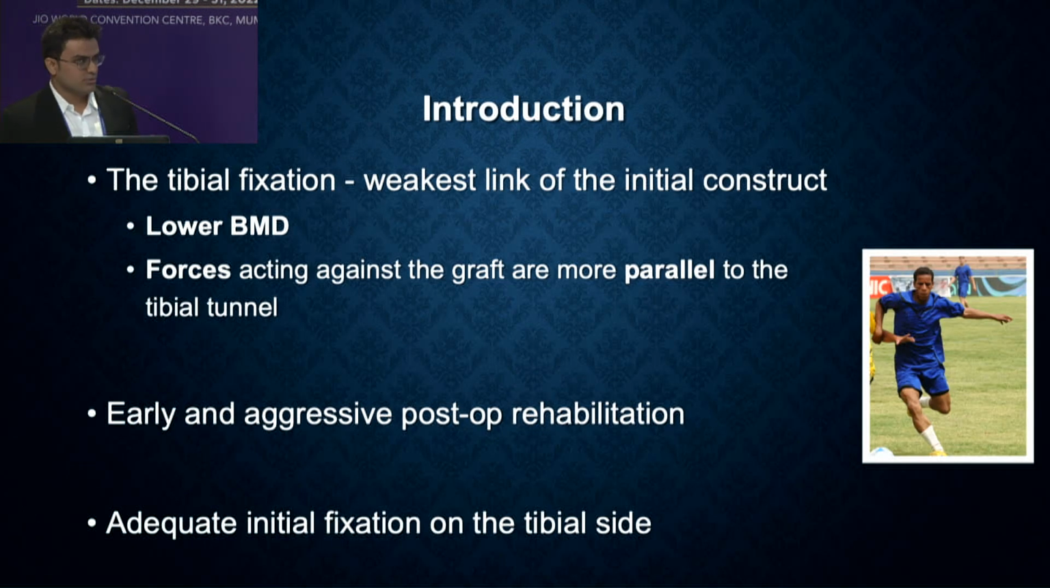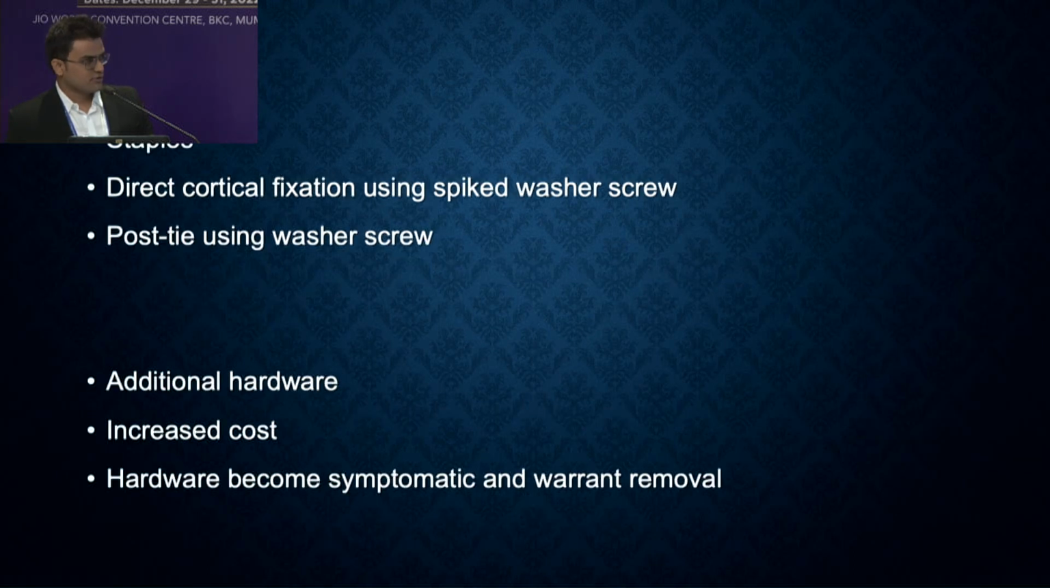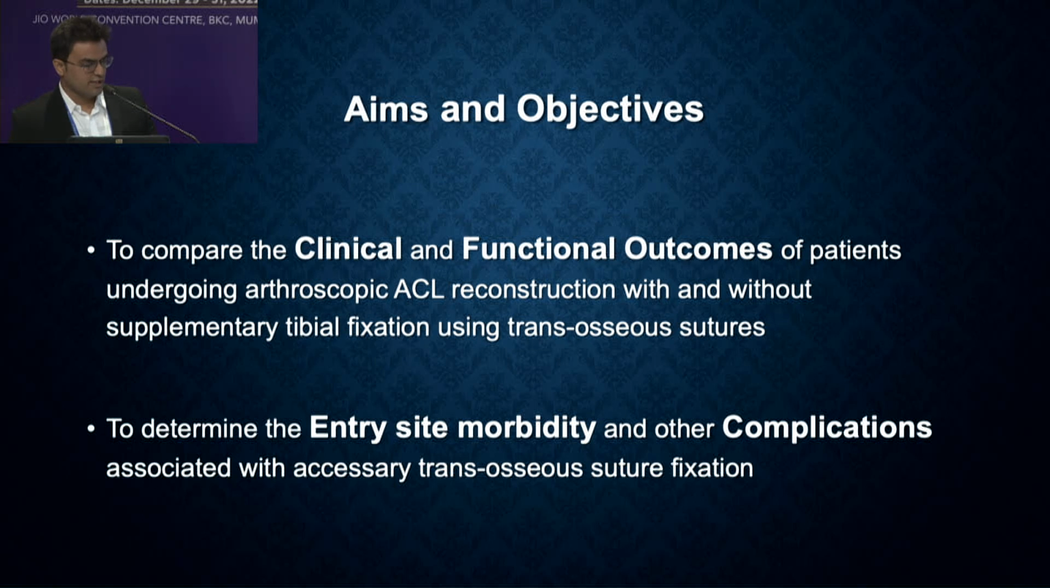As we all know, the tibial fixation is the weakest link of the initial construct, and adequate initial fixation is thus required on the tibial side. There are various methods of supplementary tibial fixation already available, but these methods have their own set of limitations, such as they involve placement of additional hardware and they come at an increased cost. Thus, we aim to study a hardware-free and cost-effective method of supplementary tibial fixation using trans-osseous sutures.